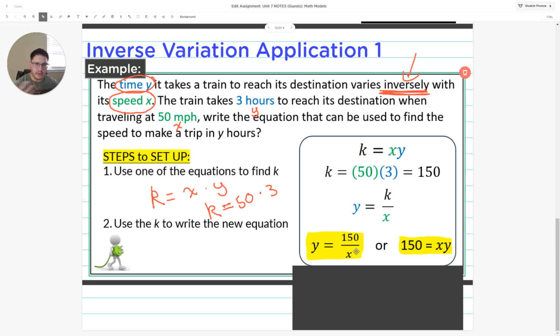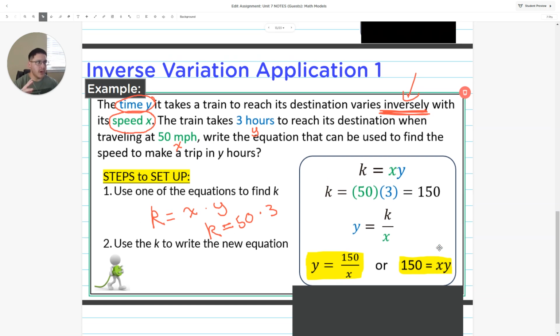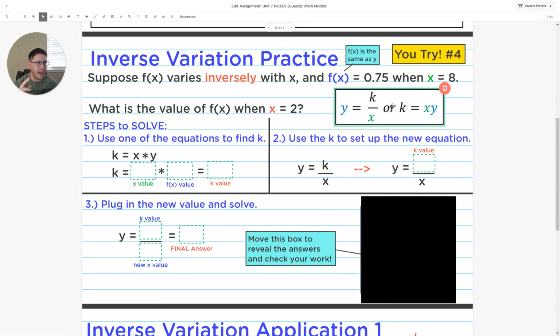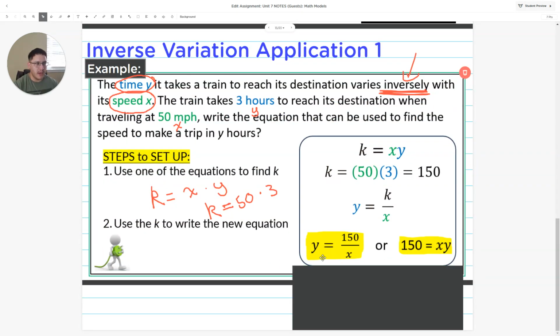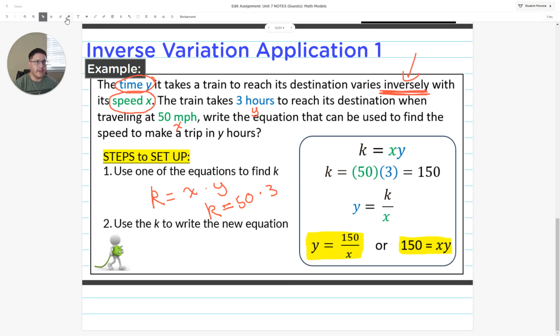Now, if for whatever reason they wanted the x and y on the other side, you can also just replace the second equation with 150 and leave x times y by itself on the other side, and it's the exact same thing. But typically, you'll see the answers as y equals a fraction. That's it for this example.